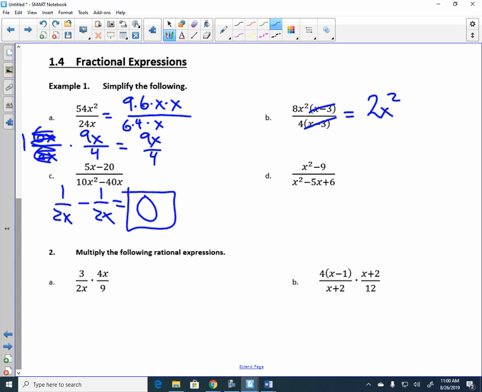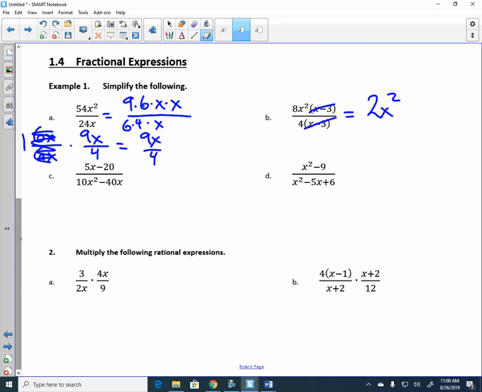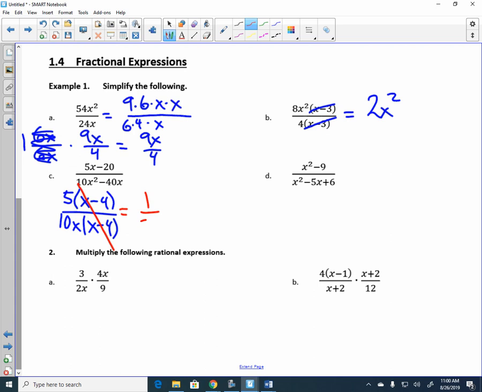Very good. The key is, before we cancel things up or break fractions up or anything, we must write them in factored form. So what factors out of the top? What are you left with? What factors out of the bottom? What are you left with? So you can see that the x minus 4s will divide and make 1. 5 over 10x is 1 over 2x.